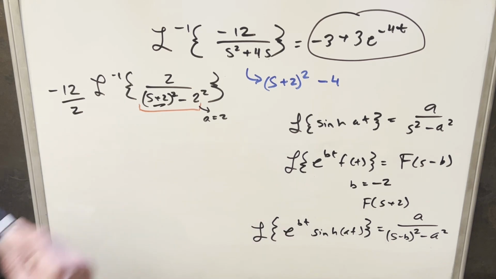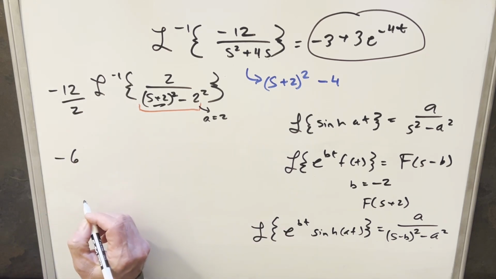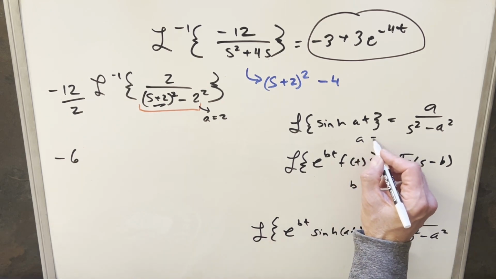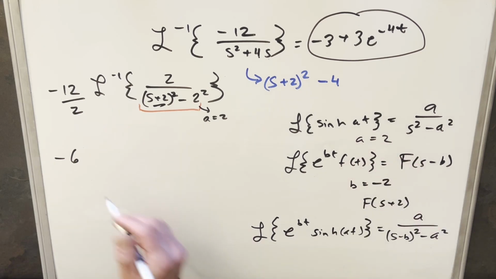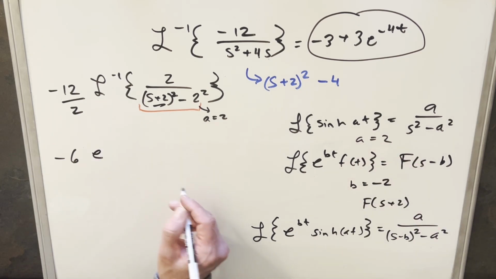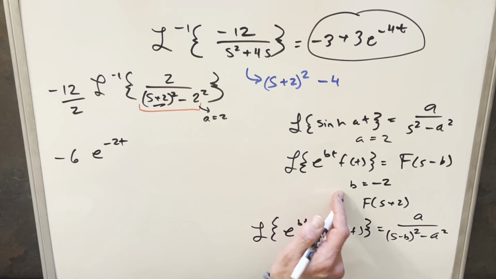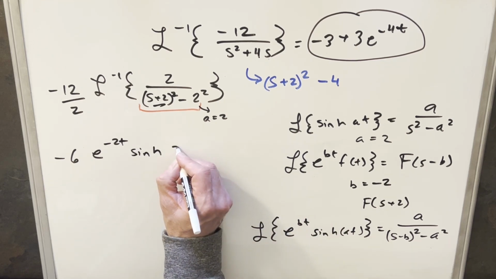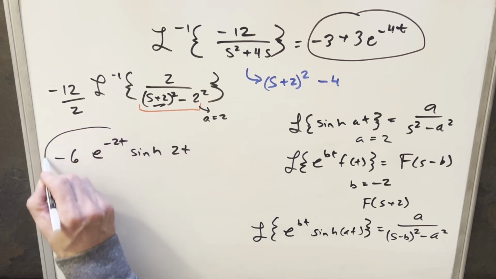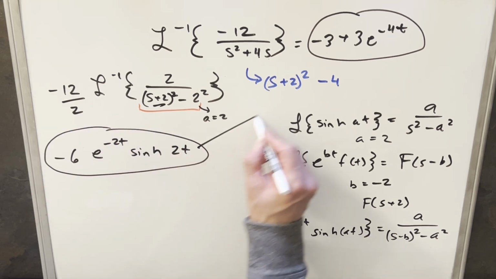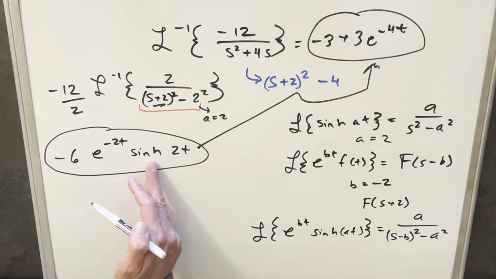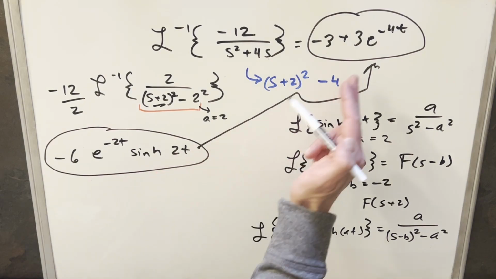So first, this minus 12 over 2, I can write as minus 6. Then taking this and going backwards, we have our a and b values. b is minus 2. a here is going to be 2. So putting it in here, this is going to be e to the minus 2t for our b value. And then this is going to be sinh of a equals 2, so sinh of 2t. And now this would be a fine answer. The only thing is this looks nothing like what we have here. But the nice thing is we can use the definition of sinh and see if we can work with that and make it look like that.